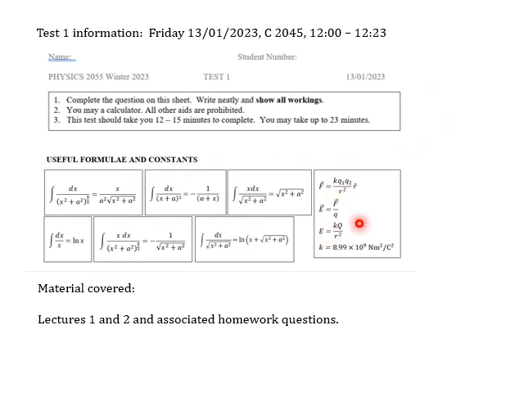Here's the formulas that you may or may not need. The material covered are going to be lectures 1 and 2 and any associated homework questions that I've made available. I might make it back to campus on Friday, I might not, but the test is still going to go ahead. If I'm not there, then your lab instructor, Mr. Hayden, will be there. The test is pretty straightforward, I think, but if you do have any questions, he'll be well equipped to answer them.